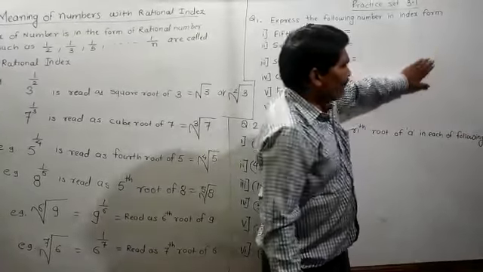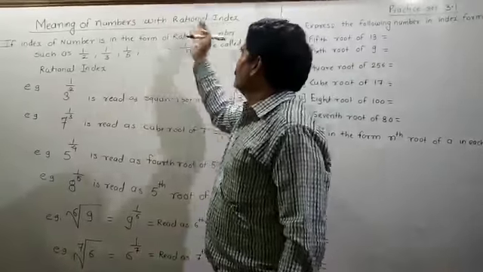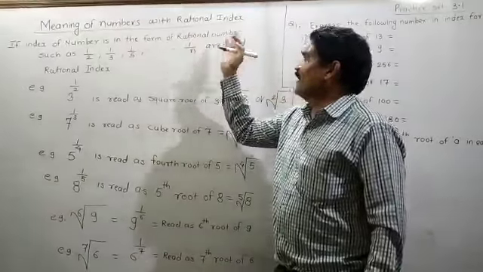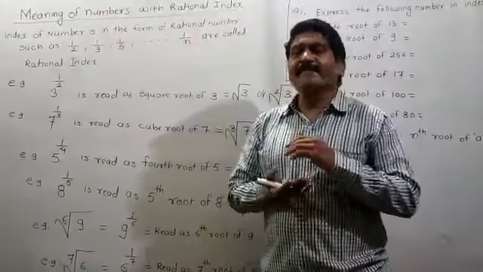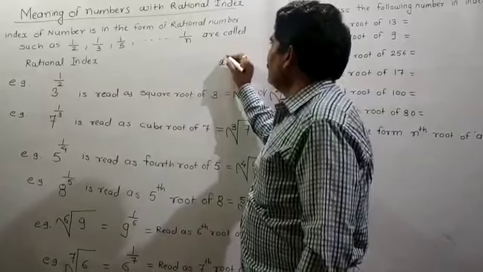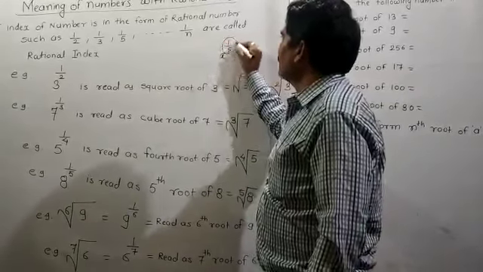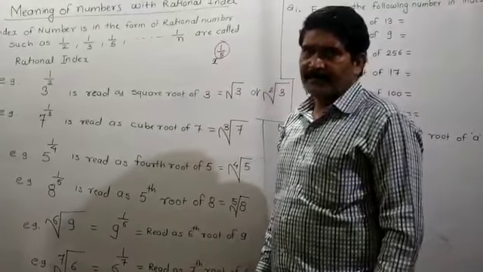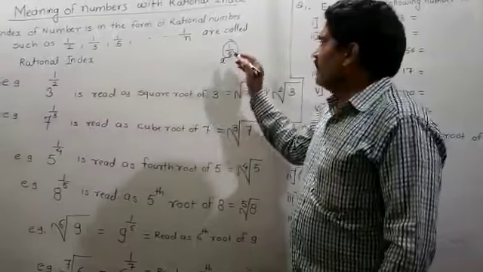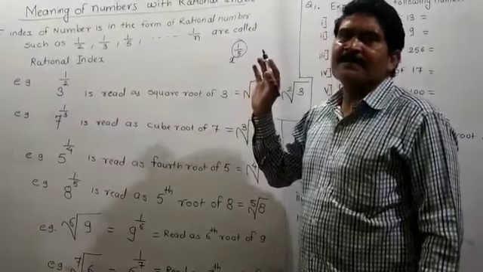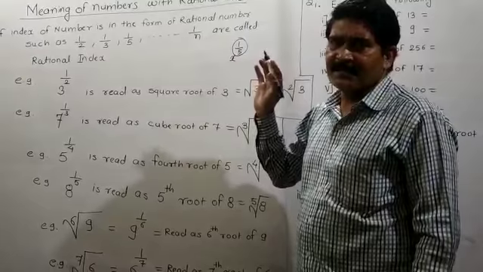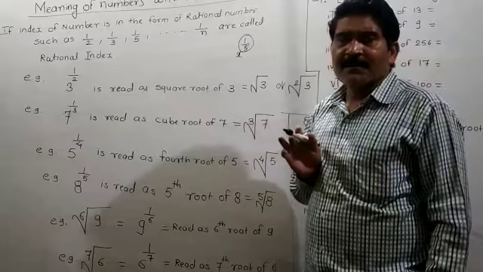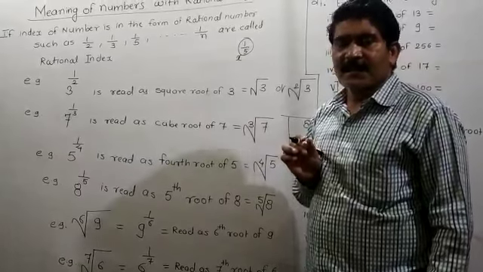Then I will start with the topic, the meaning of the numbers with the rational index, and the definition is, if the index of the number is in the form of a rational number. If x is there, and the index is 1 upon 5, and this one is a rational number, then you have to say that this index is called the rational index. This is the base, this is the index. If the index is in the form of a fraction, then the index is called the rational index.